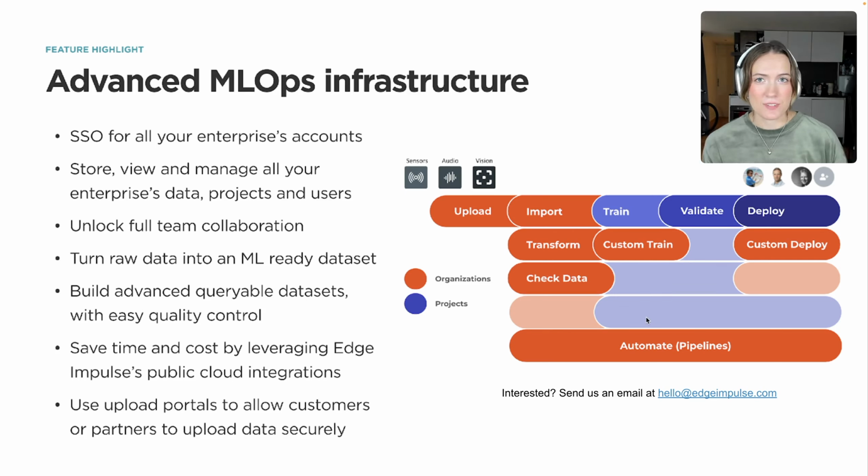We have advanced ML ops infrastructure available for you to protect your data, protect your models, and protect the users that are accessing your data. We have SSO for all of your enterprise accounts. You could store, view, and manage all of your enterprise's data, projects, and users. And you can even connect your own data buckets using platforms like Google Cloud and AWS to directly pull your existing cloud data into the Edge Impulse tool without giving Edge Impulse full access to your data. You can build advanced curable datasets with easy quality control, and you can save time and cost by leveraging Edge Impulse's public cloud integrations. And you can use upload portals to allow your existing third-party customers to upload data securely to your Edge Impulse project.